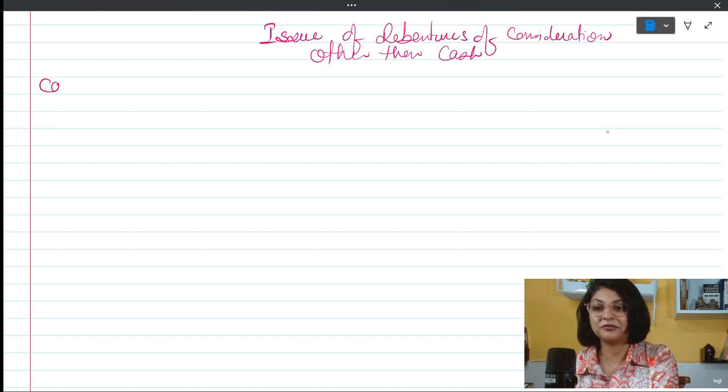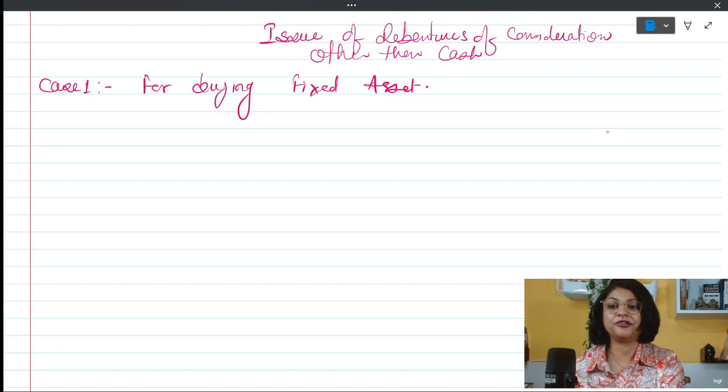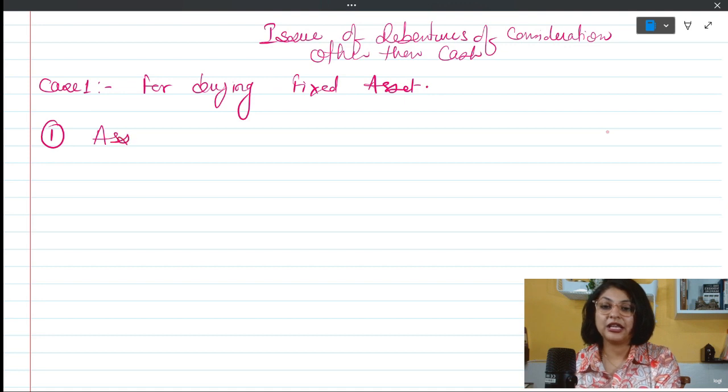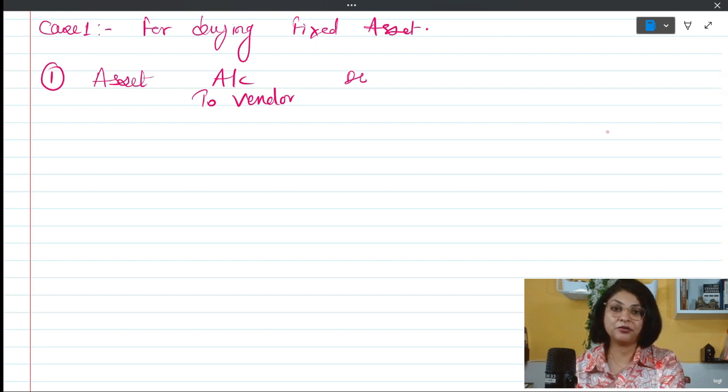Case number 1 I am taking, for buying any fixed assets. So whenever we buy fixed assets, students, we have to first of all pass one entry of buying that asset. Whenever we buy the asset, the asset account is increasing, so the asset account will be debited and the vendor's account will be credited. This is a mandatory entry to be passed in all the cases, whether the issue of debenture to the vendor is done at premium, at par or at discount. So the vendor's account will be credited. If the name of the vendor is written, you will write the name of the vendor.